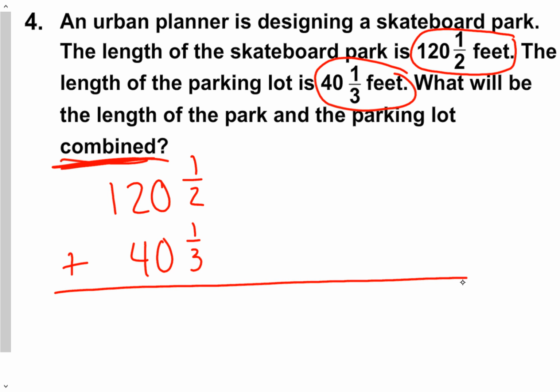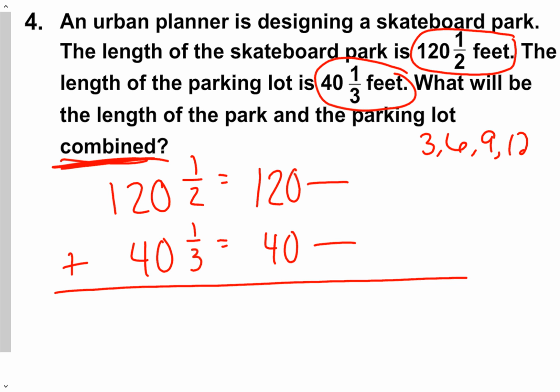When we're looking at this, we know that they don't have the same denominator, so we're going to have to rename them. We're looking at our denominators 3 and 2. I'm going to start with the biggest one, 3. I'm going to write a couple multiples of it. 3 is not divisible by both 2 and 3, but 6 is. So we're going to change it to a denominator of 6.